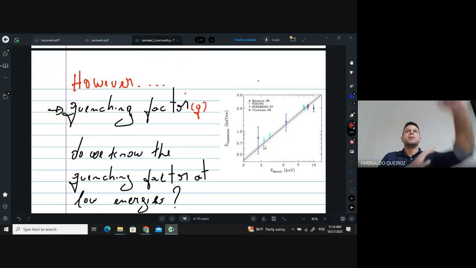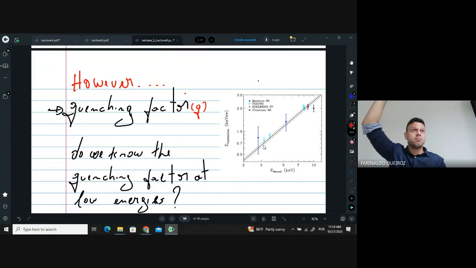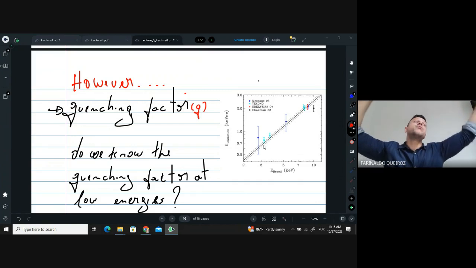Because remember, this is easy to understand. The particle comes, it strips off an electron. The electron drifts and then produces a current. From that current, I know how many electrons were drifted. So I measure the number of charges. But to relate the number of charges to the nuclear recoil is something else. Why?